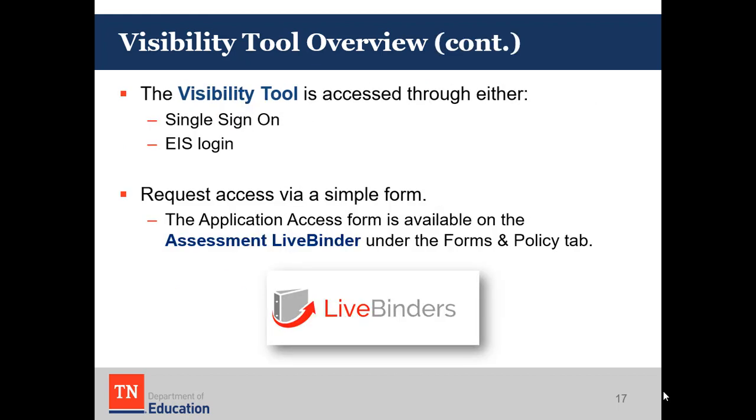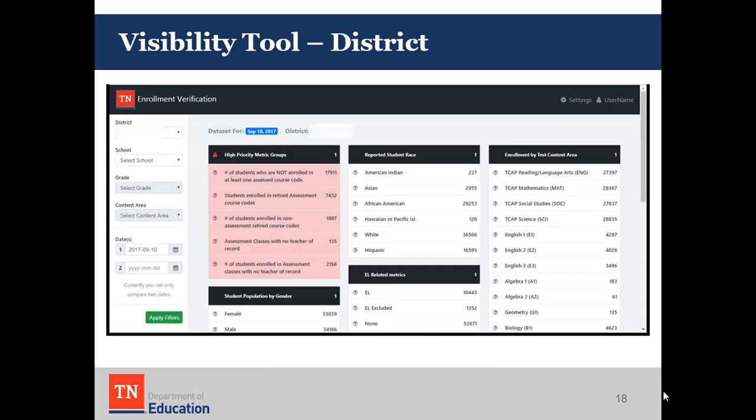The visibility tool is accessed either through single sign-on or through your EIS login. You may request access to the visibility tool through a simple form, and that is available on the Assessment Live binder under the Forms and Policy tab.